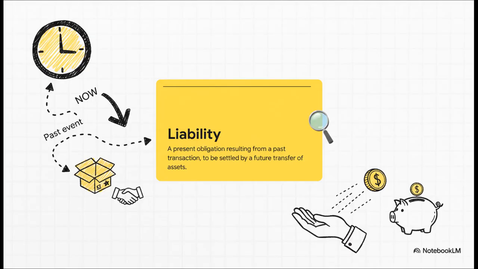So here's the formal definition, and every word here matters. A liability is a present obligation, so it's something owed right now. It has to arise from past transactions, meaning something already happened to create this debt. And here's the key: its settlement is expected to result in an outflow of resources. Usually that means cash going out the door. So think of it this way: past event, present obligation, future sacrifice. That's the trifecta that defines a liability.